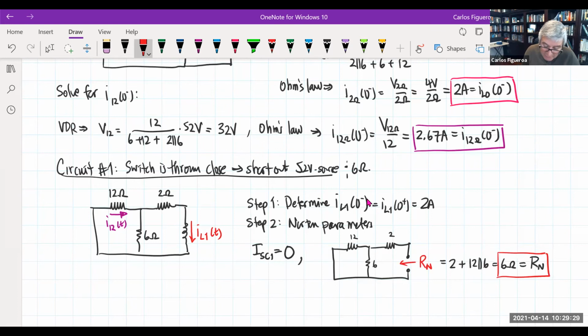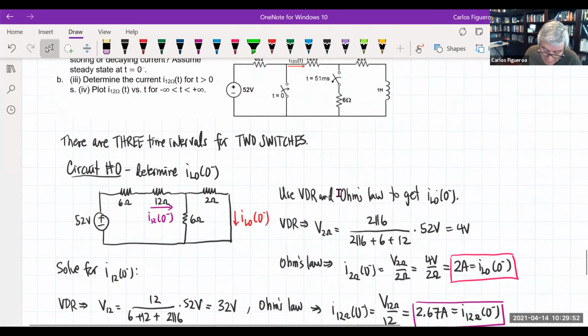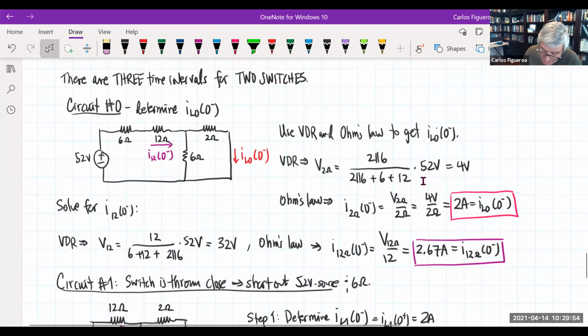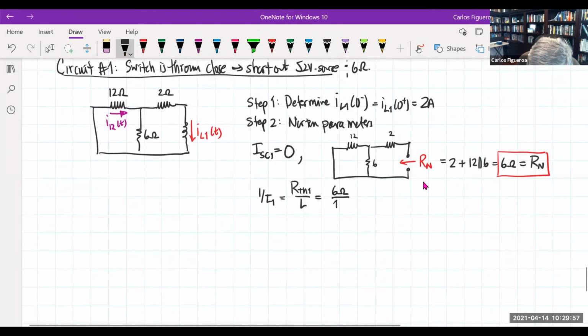So the thing that's going to be different here is that, oh no, the other thing that I got to do is I got to go calculate 1 over tau. So here I go. 1 over tau 1 is then going to be R Thevenin 1 divided by L. In this case, we just calculated 6 ohm. I don't know what L is. L is 1, so this is going to be divided by 1 Henry. And so therefore this has to be 6 Hertz, and that's 1 over tau 1. So now I have all my Norton parameters.